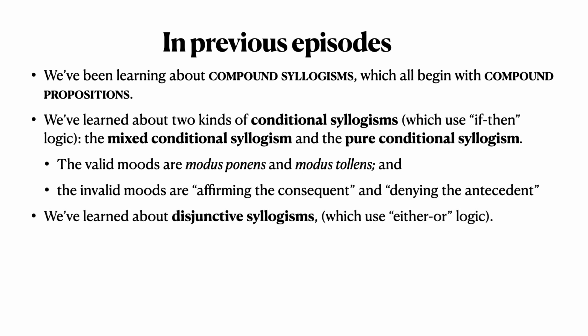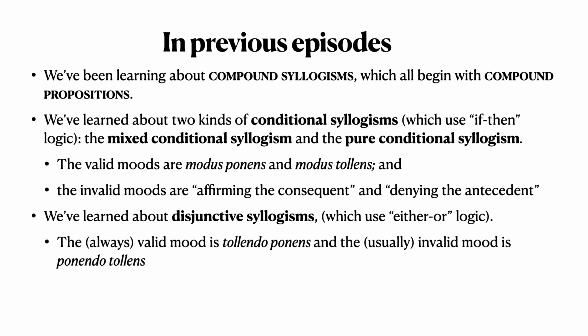We've also learned about disjunctive syllogisms. That's the second big type of syllogism that we've learned about in this chapter. And those are the ones that use either or logic. There's only really two moods to worry about there. Either you're going to deny one in order to affirm the other, that's tollendo ponens, or you're going to affirm one in order to deny the other. That's ponendo tollens, right? And normally the valid mood is tollendo ponens.